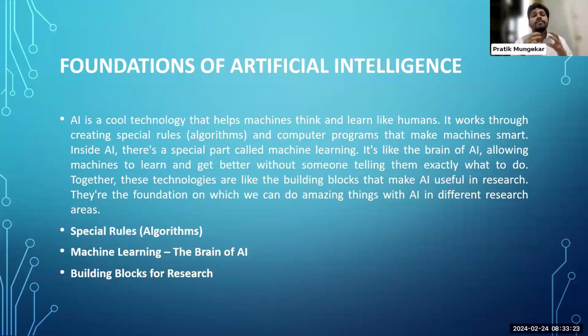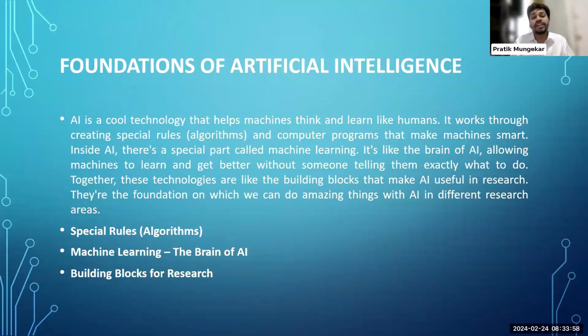Now, what are the building blocks for research? Why is all this important? In research, think of these technologies, as I know that there are lots of engineers, that's why I'm discussing algorithms and machine learning as the building blocks. They are the tools that scientists and researchers use to analyze huge amounts of data, find patterns, and make sense of complex information. So it's like having a super smart assistant that can go through mountains of data much faster than humans can.